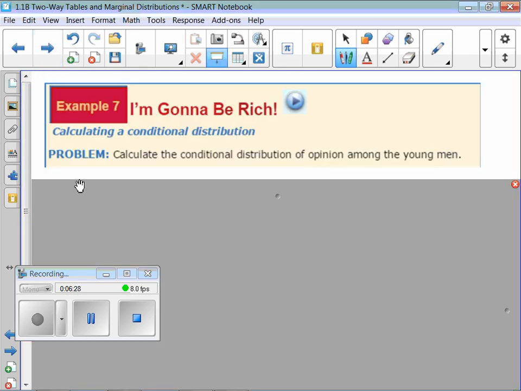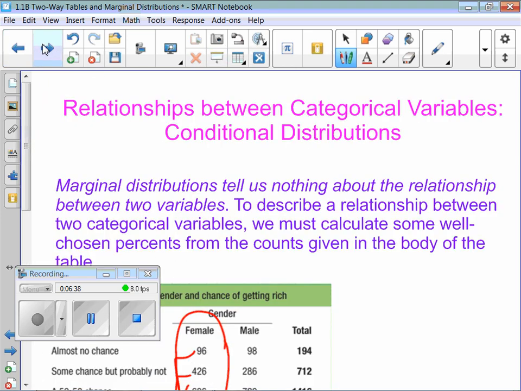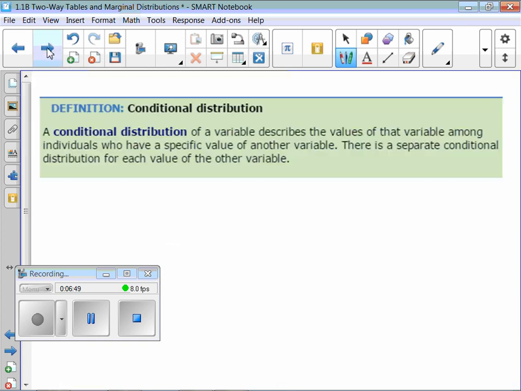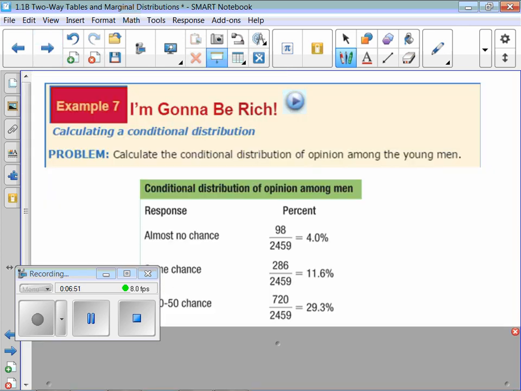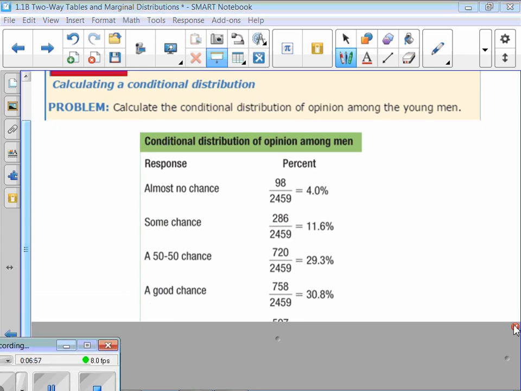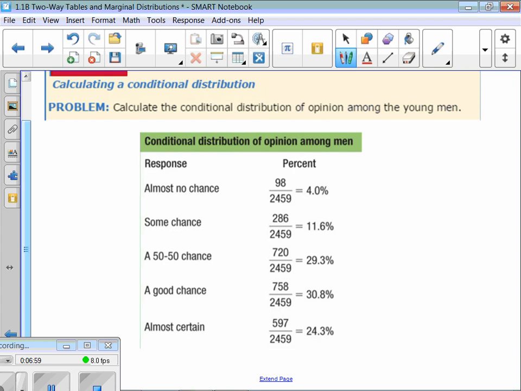Okay, so we just did the conditional distribution of opinion among the females. Same thing among the men. Again, just make sure that you go down this column here and divide 98 by, this time, 2459. So there's a different total number of males. So you use the total for the male column, and you get your percentages amongst the men. And we still have most people believing 50-50 and good chance. All right, so that's a conditional distribution for men.